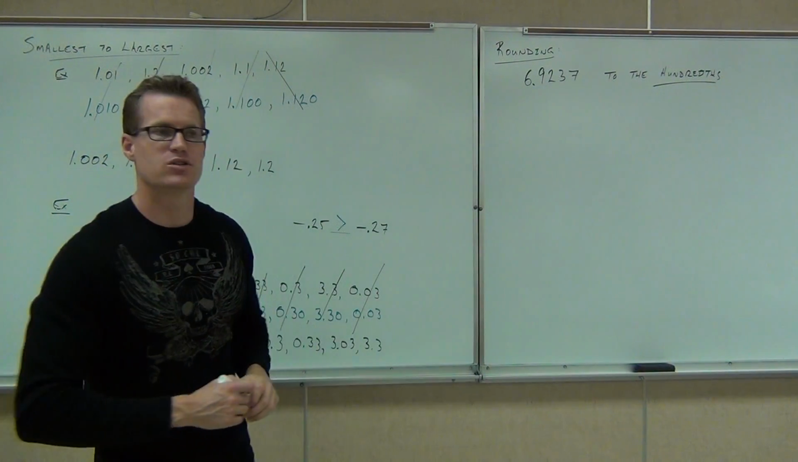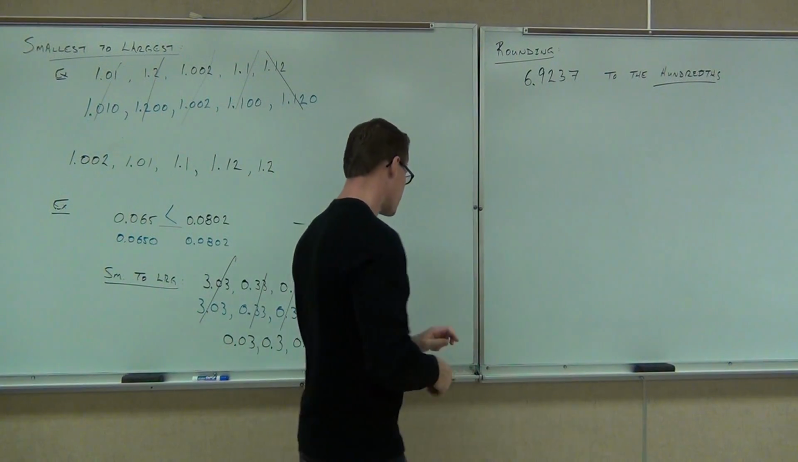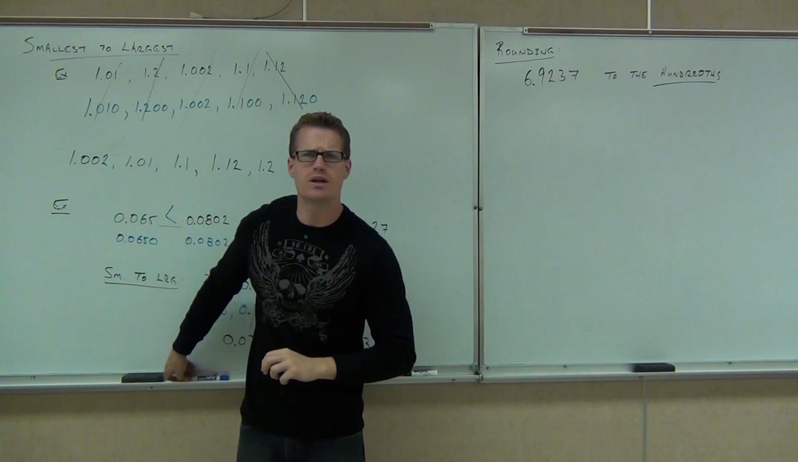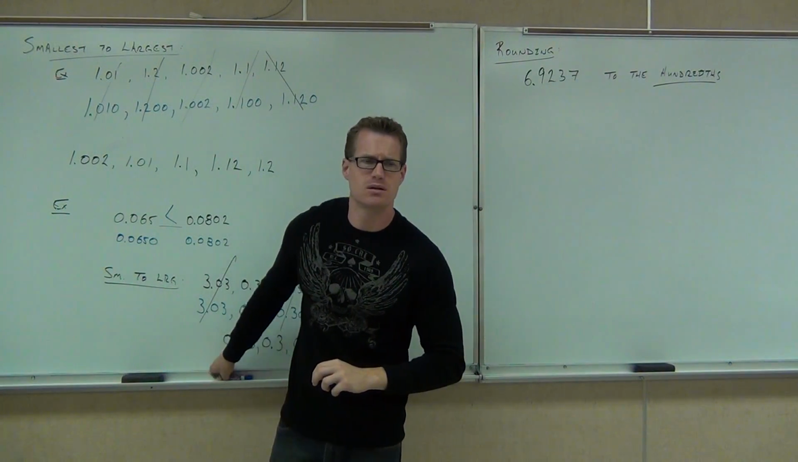We're rounding to the hundredths. So the first thing you do, identify the place value we're rounding to. Again, what number's in the hundredths, please? 2. So we're going to underline the 2.